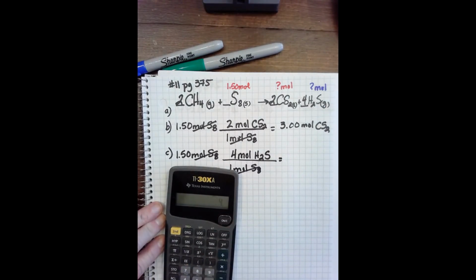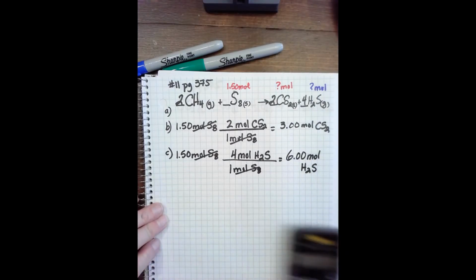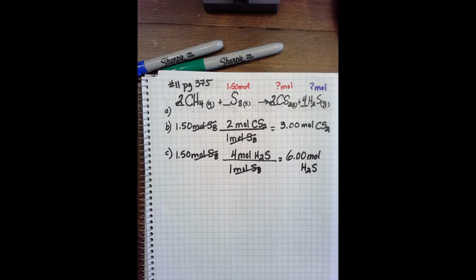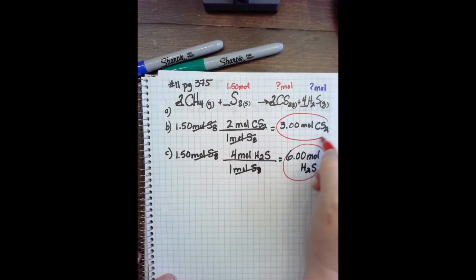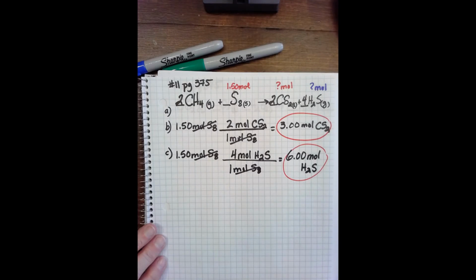4 times 1.5. I knew it wasn't 24 because I had left the 4 in there. 4.00 mole H2S. Okay. So that's the final answer for B and C. All right, using the balanced equation.